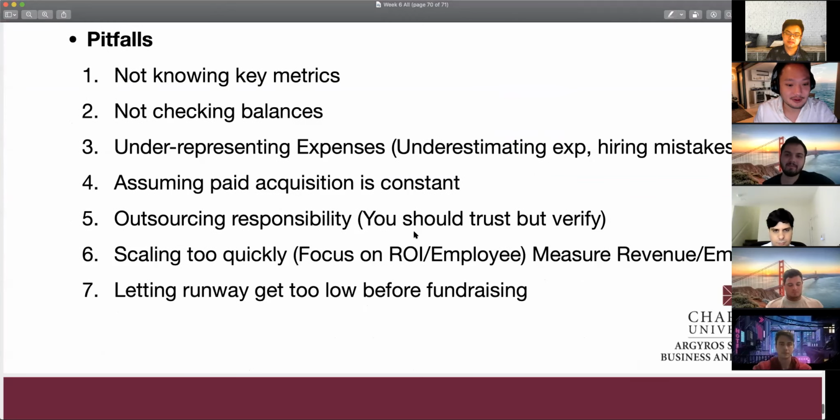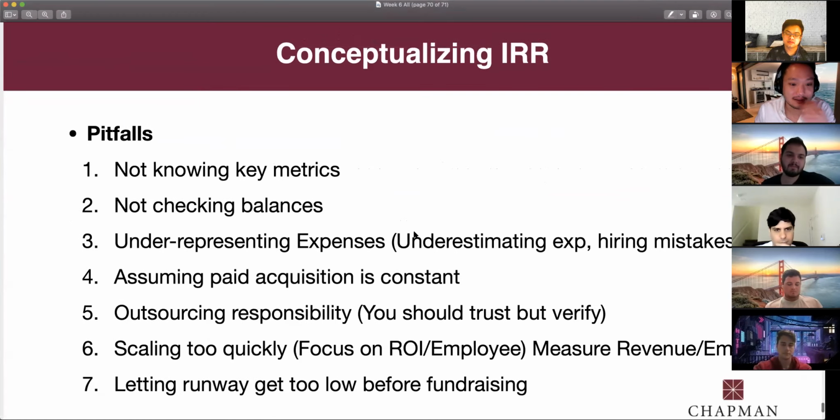So these are some of the pitfalls, right? Not knowing key metrics, getting too busy and not checking your balances, just running around doing your own thing, not knowing what's going on. Underrepresenting expenses, I also like to say underestimating expenses, and hiring mistakes. What did the video talk about in terms of hiring, and what are some of the things that people forget when it comes to hiring and costs related to hiring?